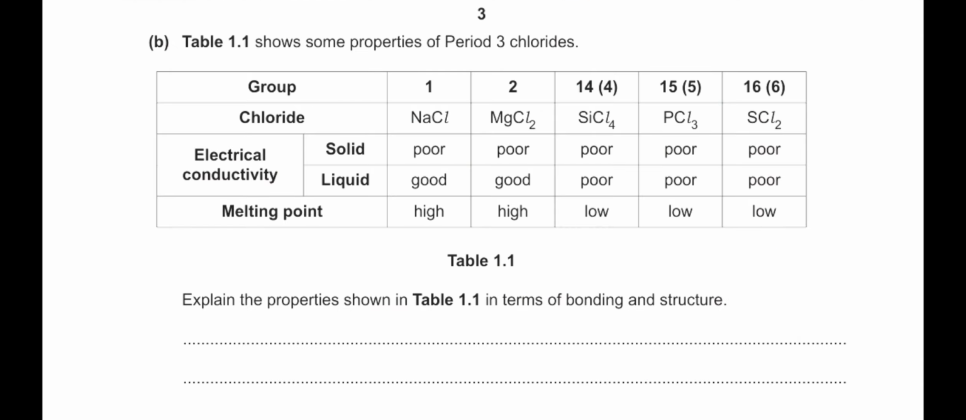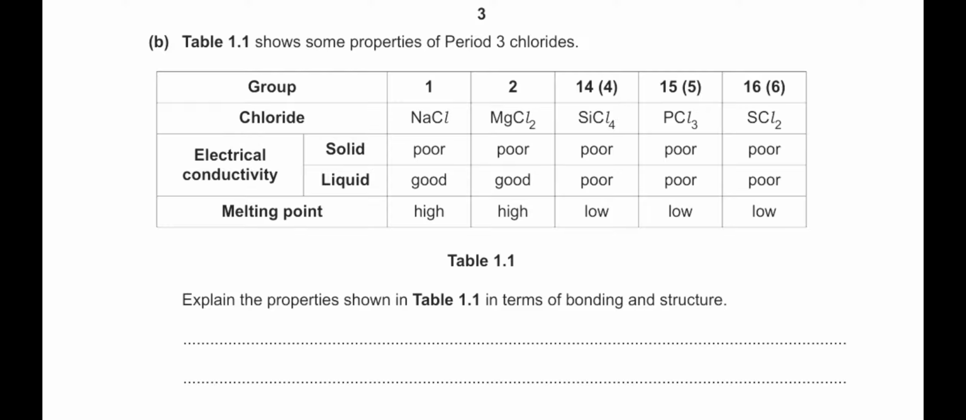Part B. Table shows some properties of period 3 chlorides. Group 1, 2, 4, 5 and 6 chlorides names are given. Then electrical conductivity is given in solid state as well as liquid state. Their melting points are also shown. Explain the properties shown in table 1.1 in terms of bonding and structure.